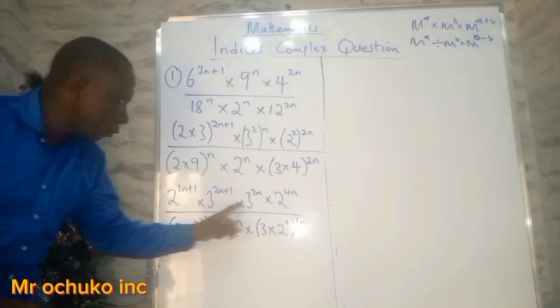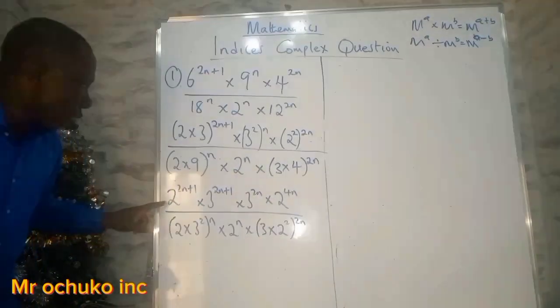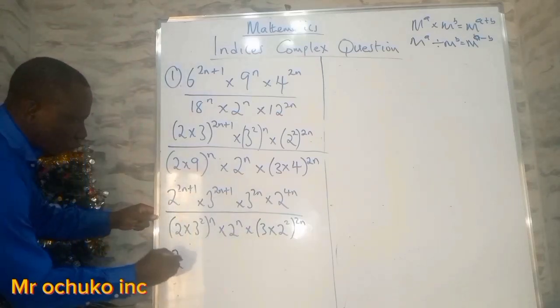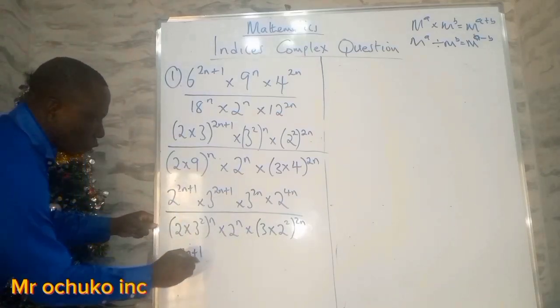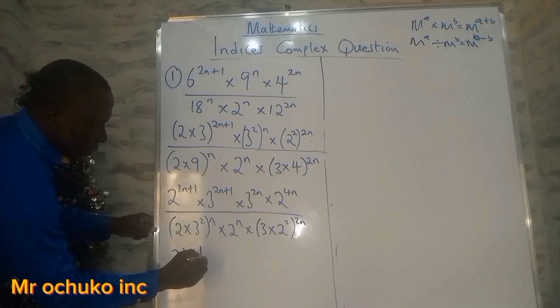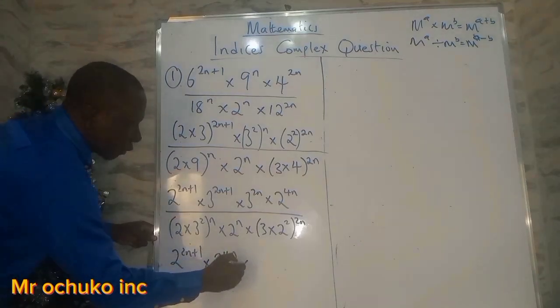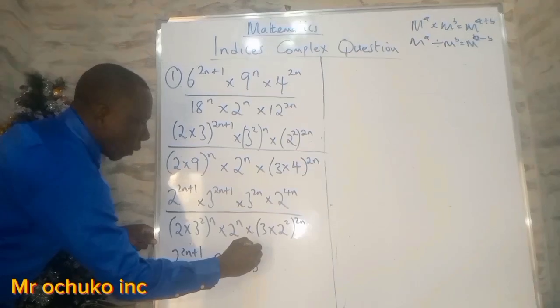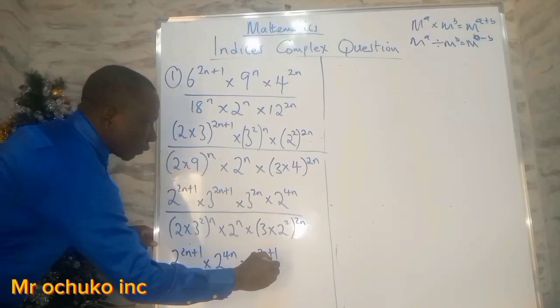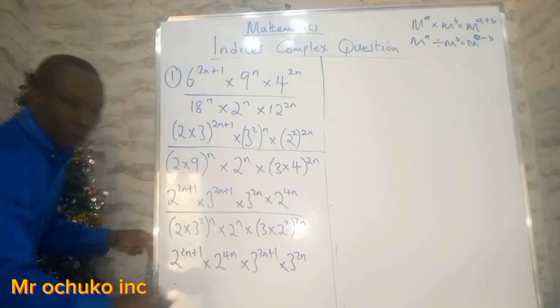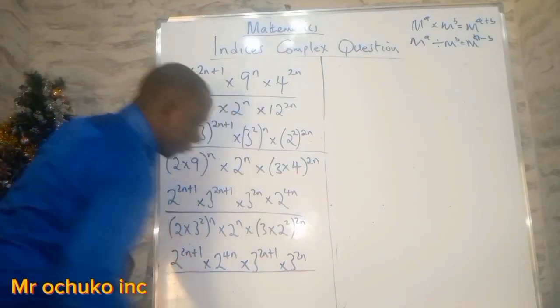So let's see. If you look at the one on top, the numerator, we can collect like terms at the numerator. So there I can say 2 raised to power 2n plus 1. This is the like term. Times 2 raised to power 4n, times 3 raised to power 2n plus 1, times 3 raised to power 2n, all over.